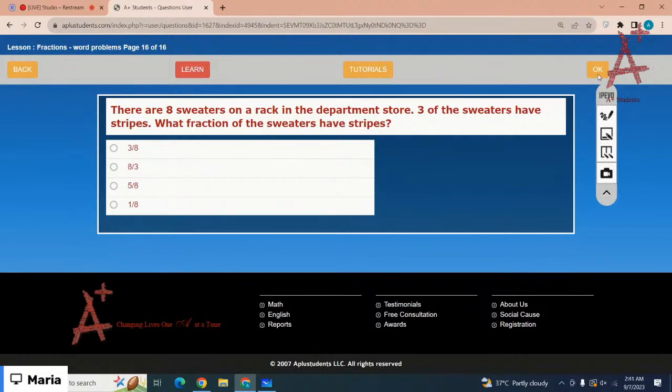There are 8 sweaters on a rack in the department store. 3 of the sweaters have stripes. What fraction of the sweaters have stripes? Which is the correct option? Yes, the correct option is 3 out of 8, right? The total sweaters are 8. 3 of them have stripes, so it is 3 out of 8.